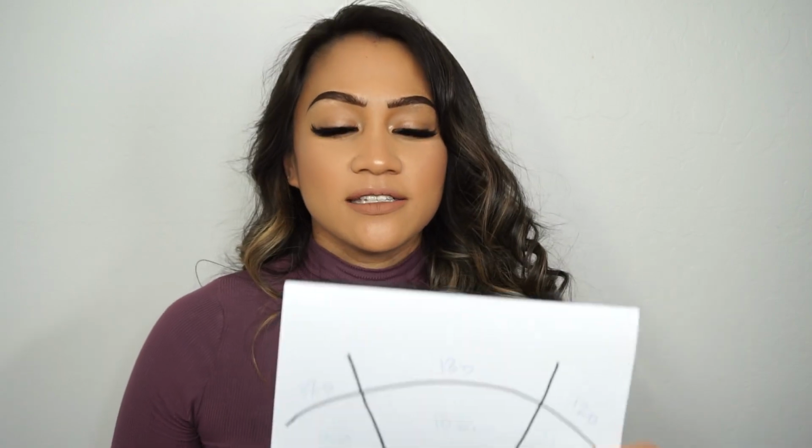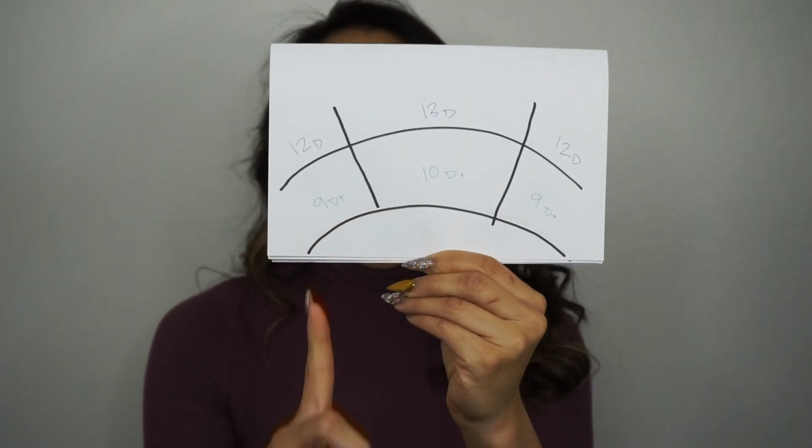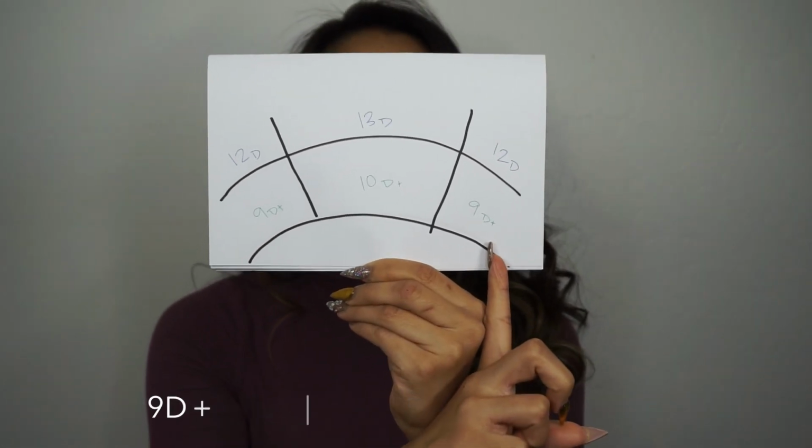So what I'm going to do next is map in the shorter length that I'm going to use. And like I said, I like to do a 3 or more millimeter difference when I'm doing my wispy looks. Okay, so here you can see I have now mapped out my shorter lengths here. It's going to be 9D+, 10D+, and then 9D+.